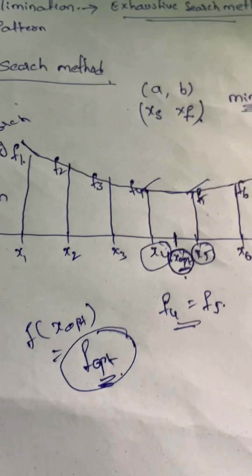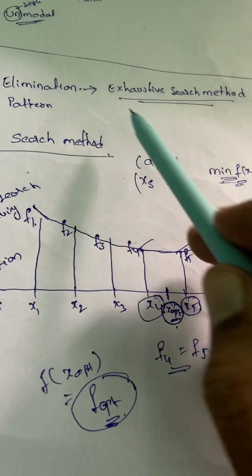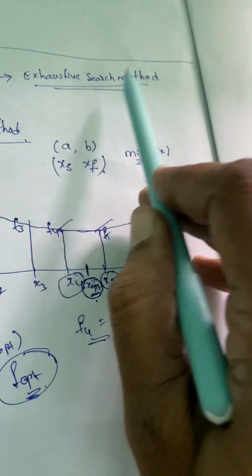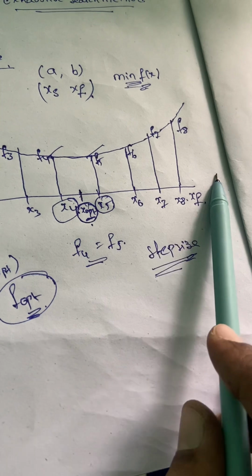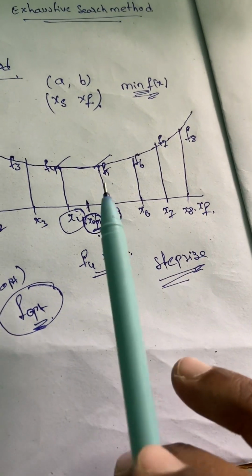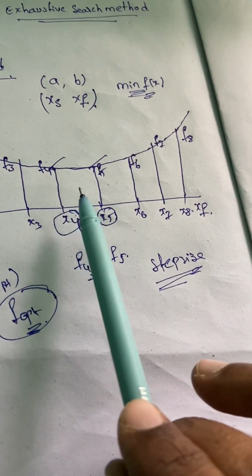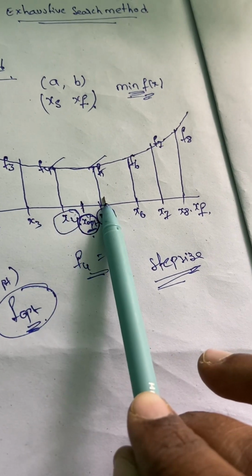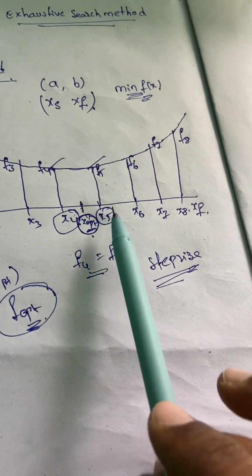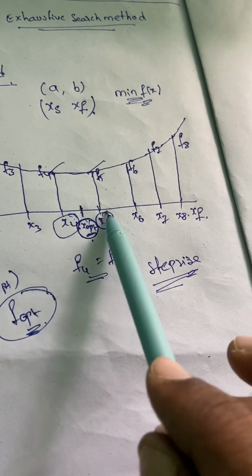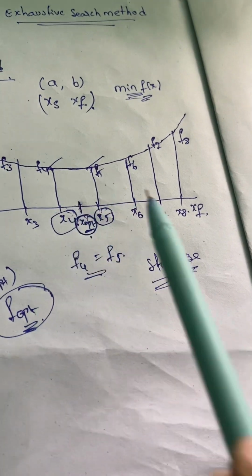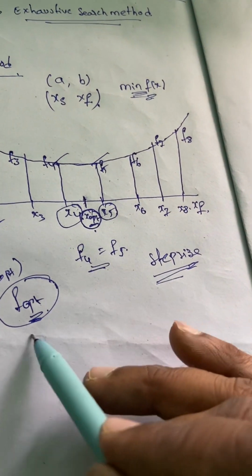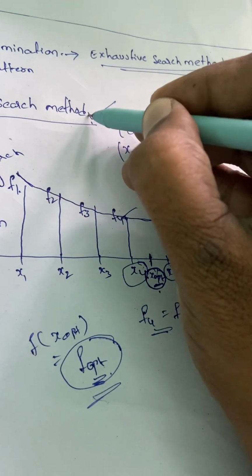In today's class I have taken an example of an elimination approach, the exhaustive search method. In the exhaustive search method we are going to place n number of experiments. At some particular experiments the function values will be equal. After finding these two functional values where they are equal, between these two experiments lies an optimum value. That value is considered as the x optimum value in the case of the exhaustive search method.